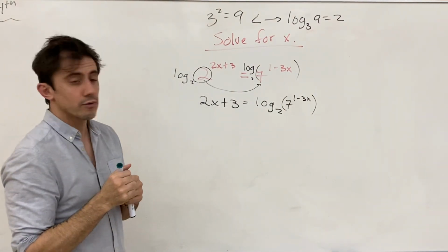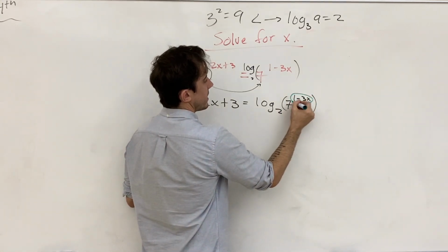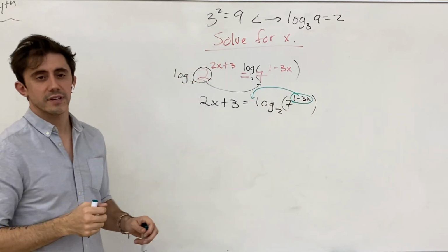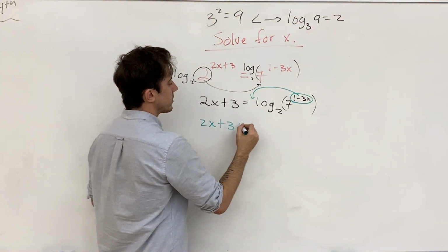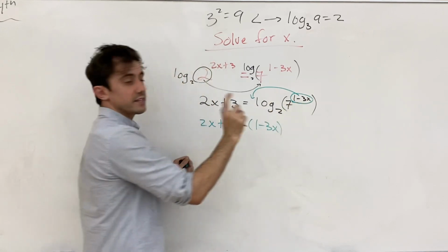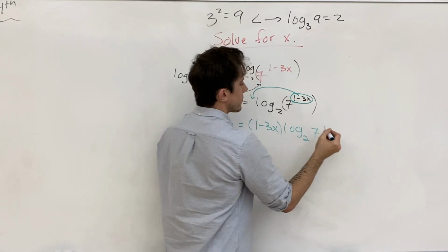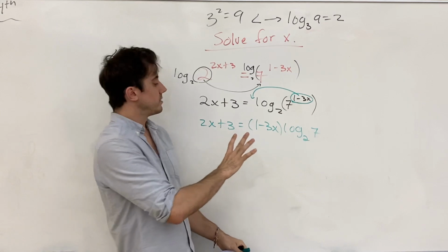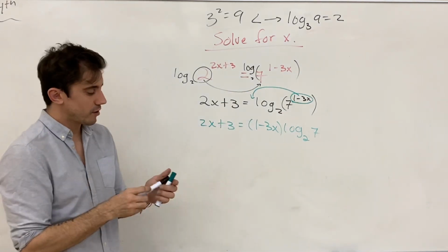Now we can use the power rule with logarithms to take our exponent and pop it out front as a coefficient of the log. If we do that, we'll have 2x plus 3 is equal to bracket 1 minus 3x, the entire exponent, times the log base 2 of 7. Now, you might want to pause the video at this point and try to finish this off yourself and then check it at the end, or you can just keep following the course.